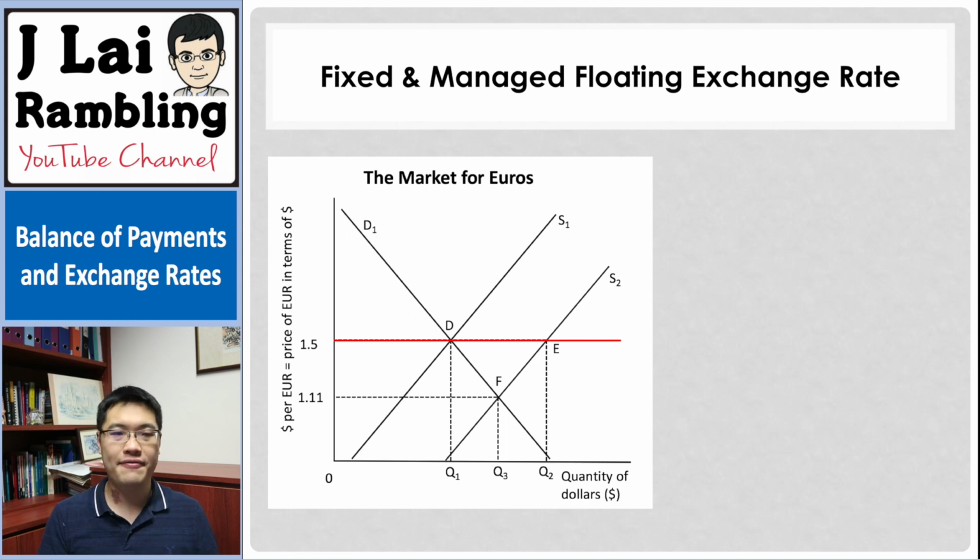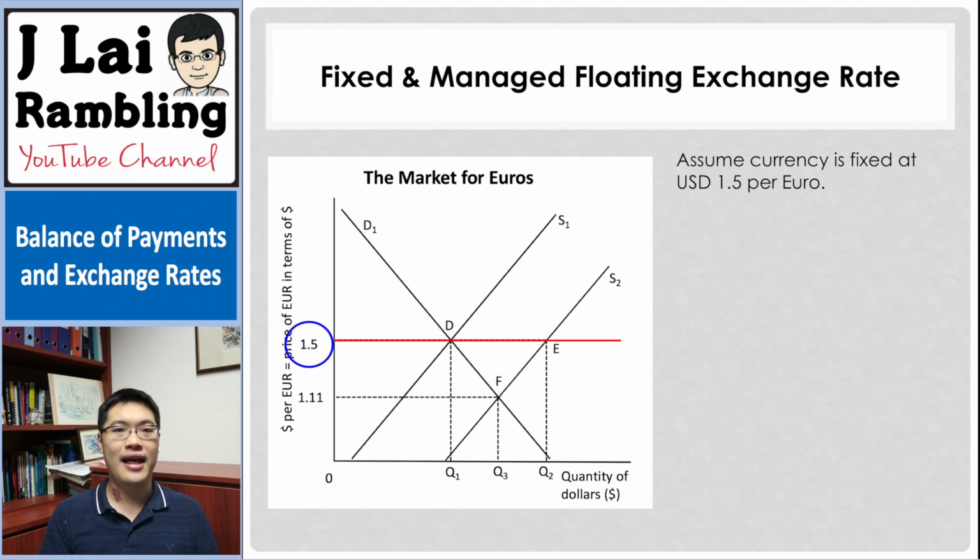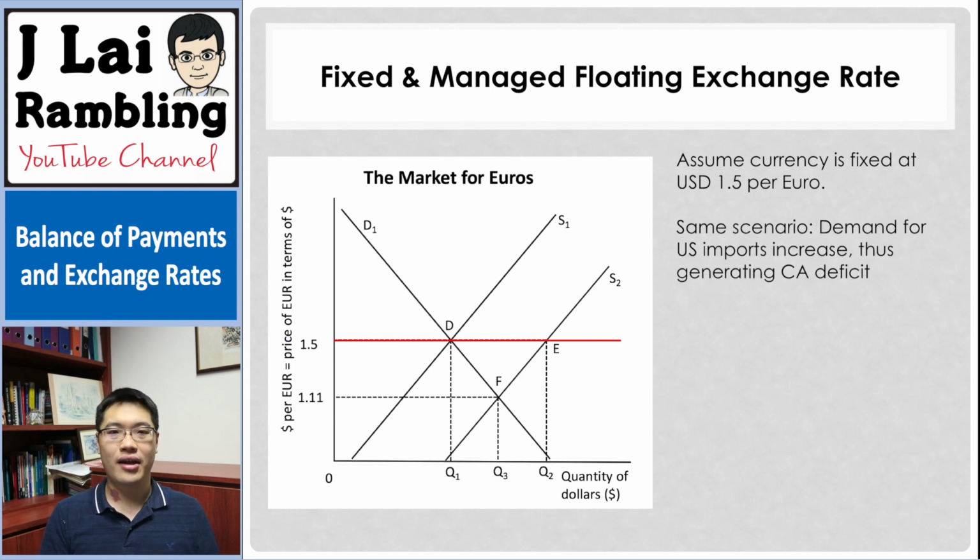So what happens in a fixed and managed floating rate system? Here in this scenario, we're assuming that the currency is fixed at $1.5 per euro. The Eurozone has a fixed exchange rate with the US dollar. It's the same scenario: the demand for US imports increases, therefore they're buying more US dollars and supplying more euros. The supply of euros increases from S1 to S2, and therefore creates a current account deficit.